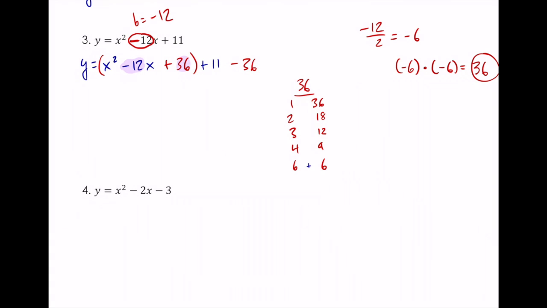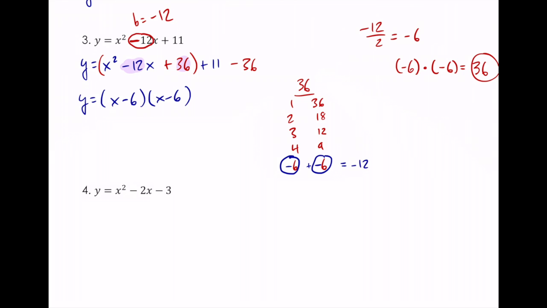So if I add 6 and 6 together, I get positive 12, but that's not right. I wanted a negative 12. So what if we just made both of those 6's negative? Now when they're added together, we get negative 12. So that's how I'm going to write my answer. y is equal to (x - 6) times (x - 6). And we're saying it's minus 6 because we made those 6's negative.